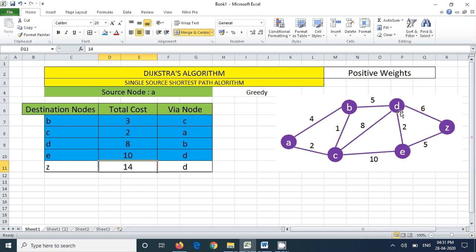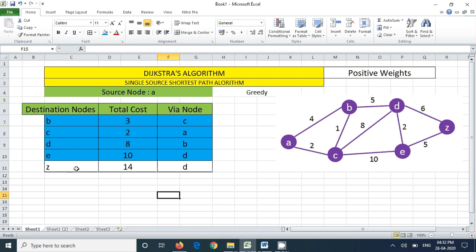E to D, D is already fixed. E to C, already fixed. So the only thing is it can go to Z with the cost of 15. To come to E is 10, then 5, that is 15, but 15 is more than 14. So via D is the best route. So that's also fixed. That's done.